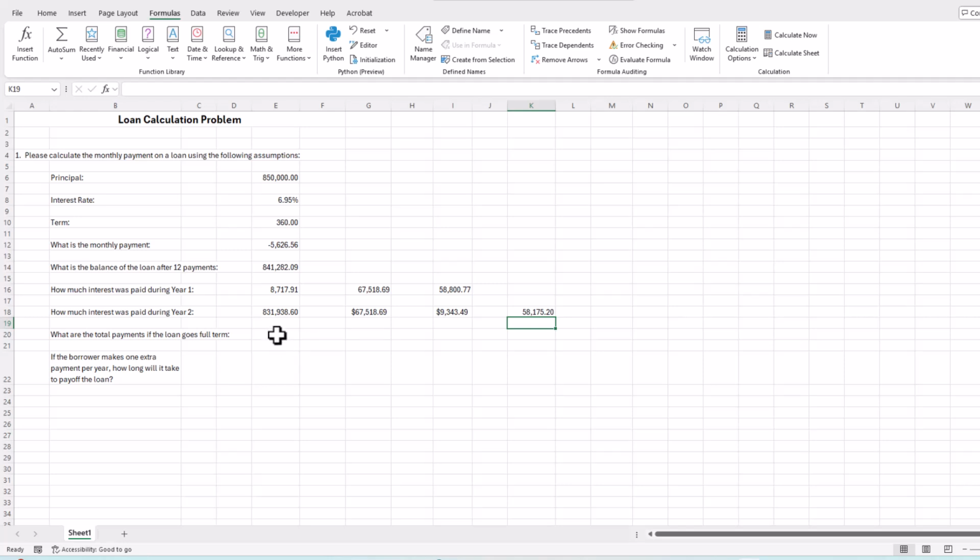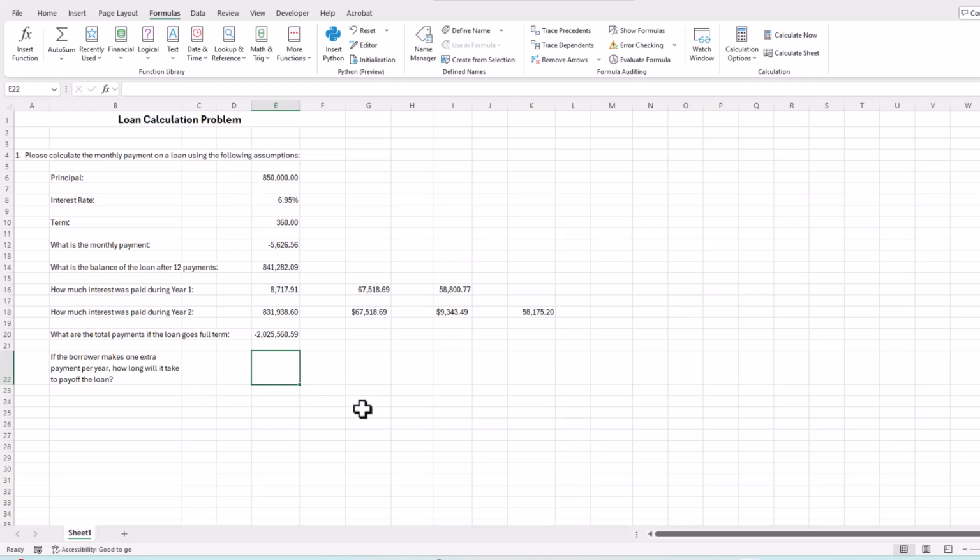All right. Next, what are the total payments if the loan goes full term? Oh, that's always an interesting question. So let's do that. Plus 360 payments times, where is this one? $2,025,560. That is what you will pay over the full term of the loan if it goes full term. I hope it doesn't at that interest rate. I hope it's lower. All right, next.